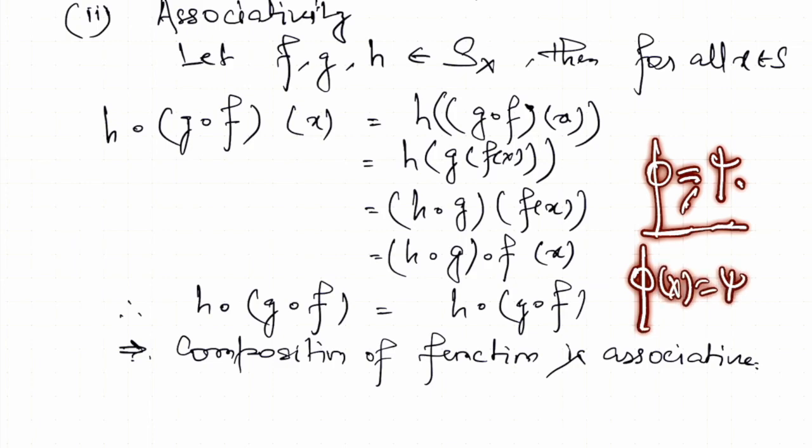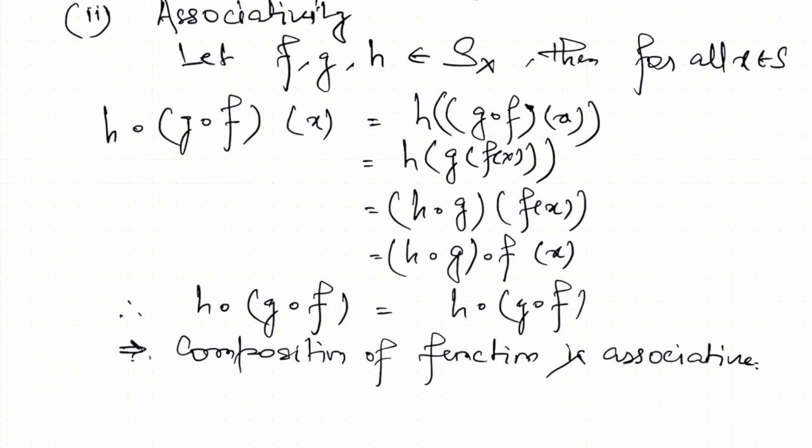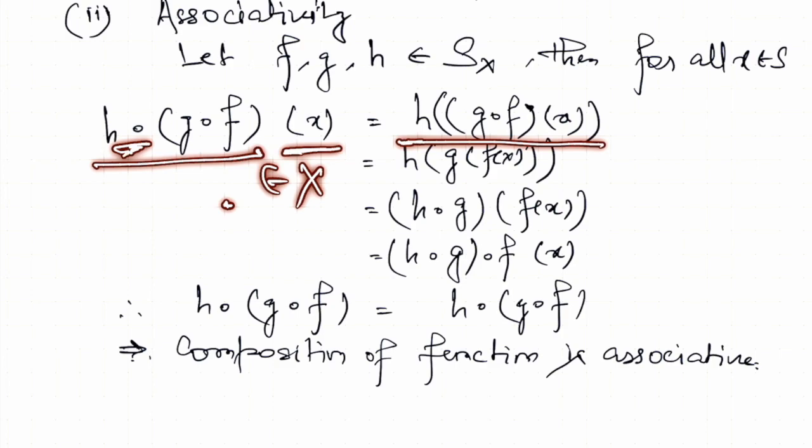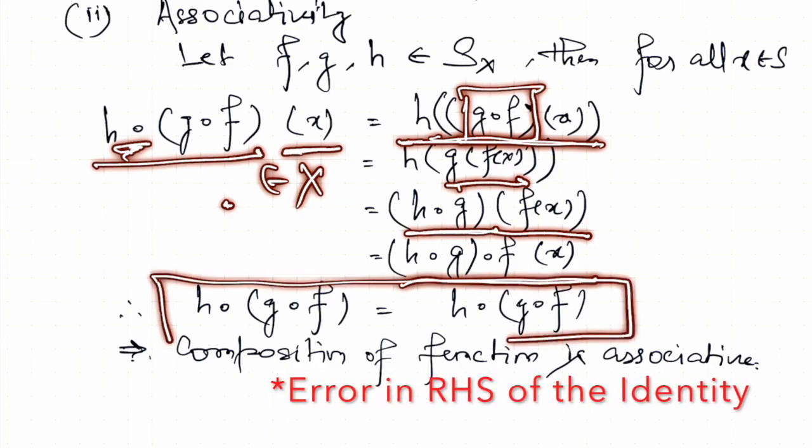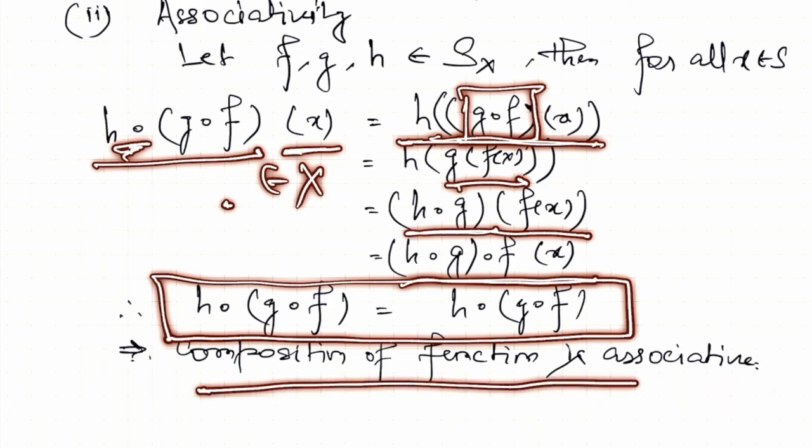So if phi(x) equals psi(x) for all x in the domain, then we say that both the functions are equal. In order to show that both the functions are the same, we take any element belonging to S and apply the function on it. First we evaluate this binary operation, and this will be equal to this. We consider this as one function and then start evaluating it, and you can see that this is equal to this and this is equal to this, thus both the functions are the same. Thus composition of functions is associative.